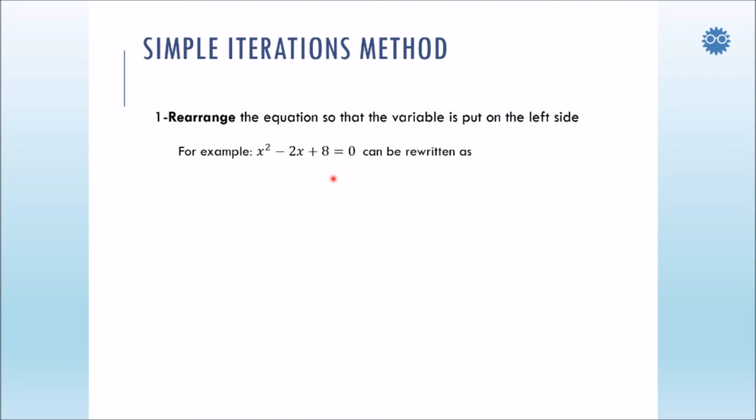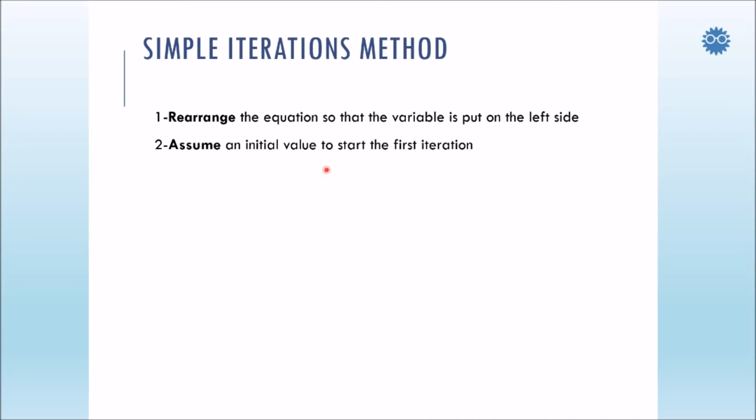So in order to formulate it for the simple iteration method, it could be put in two forms. The first form is x equals to 0.5 x squared plus 4 by taking the linear term to the left side, or by taking the square term to the left side, we can get the form x equals to square root of 2x minus 8. Now, the second step is to assume an initial value to start the first iteration.